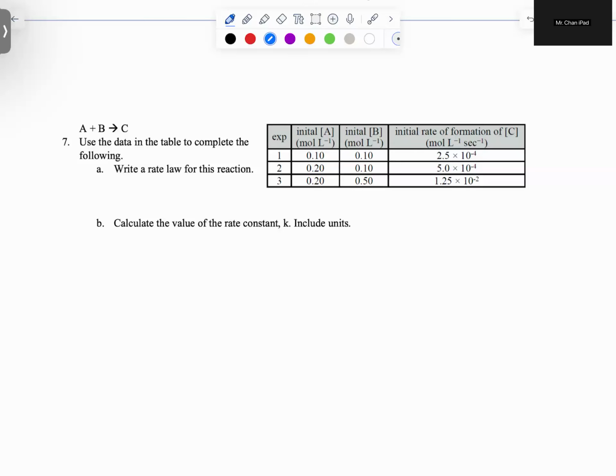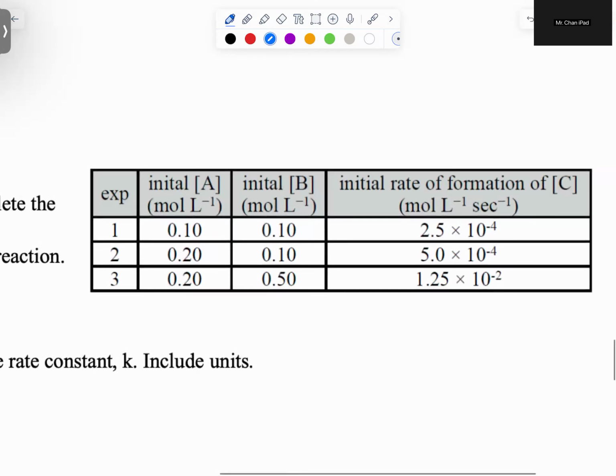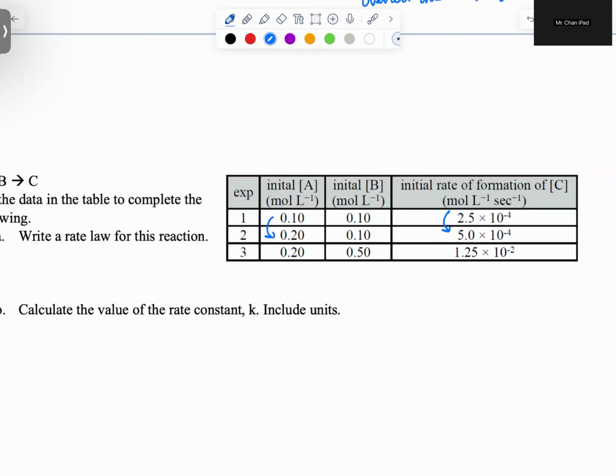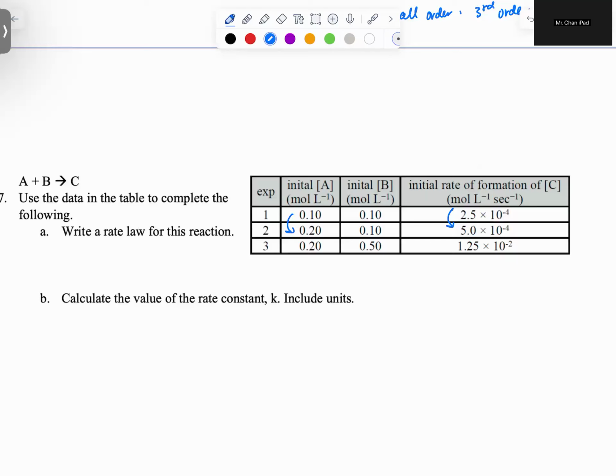All right, for number 7, we have the rate law for this. When you are presented a table, this is kind of like a standard way to ask you this question, so you know what to look for. You would look at experiment 1 and experiment 2 because the concentration of A is doubled, and then you look at the rate of formation of C, it's also doubled. So that's how we know the concentration of A is raised to the first power, it's first order.